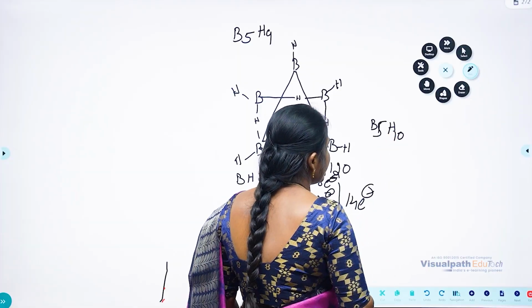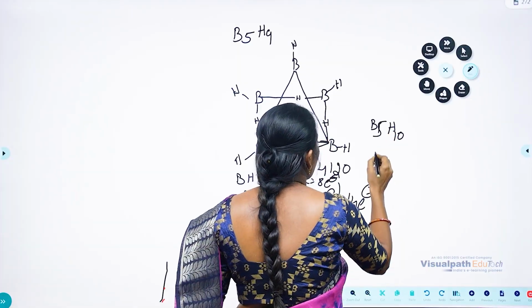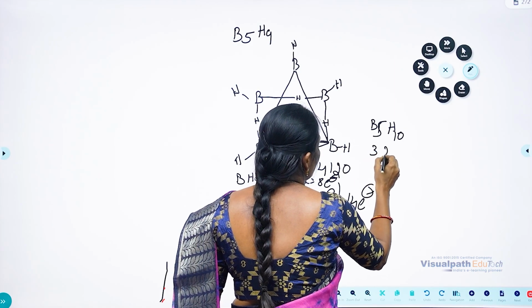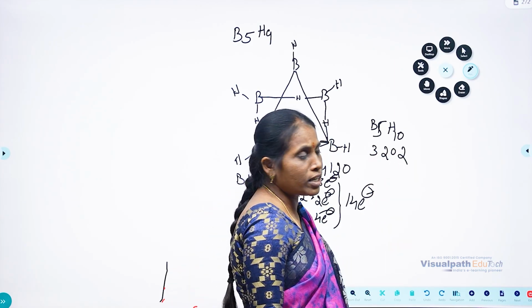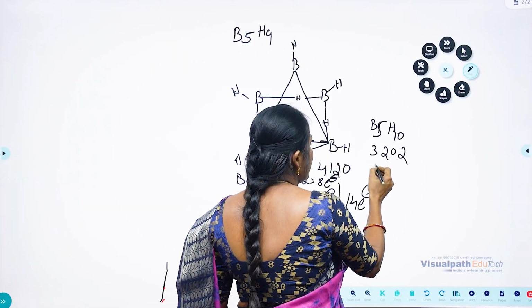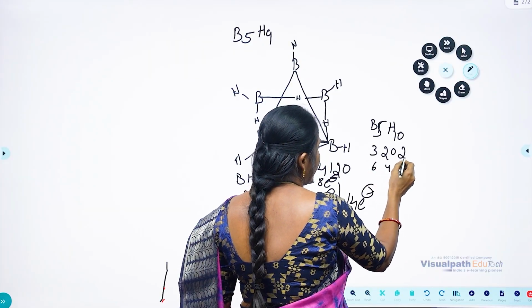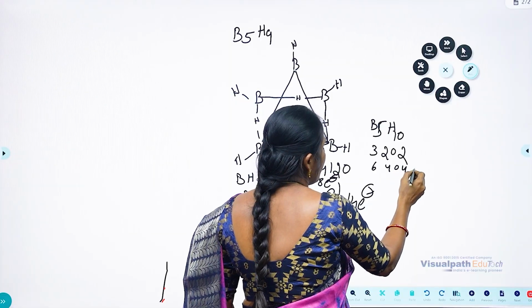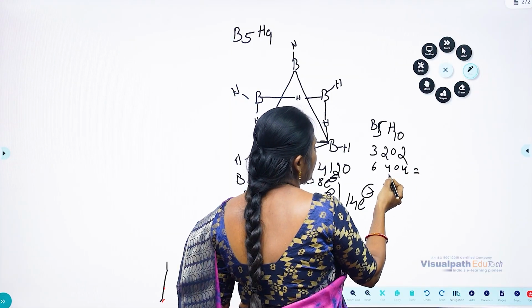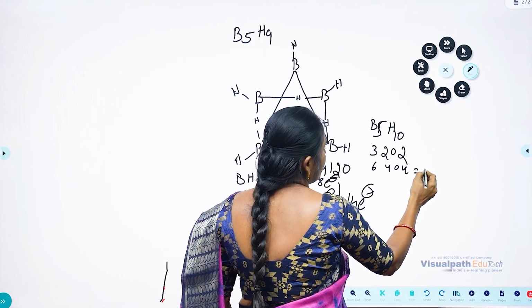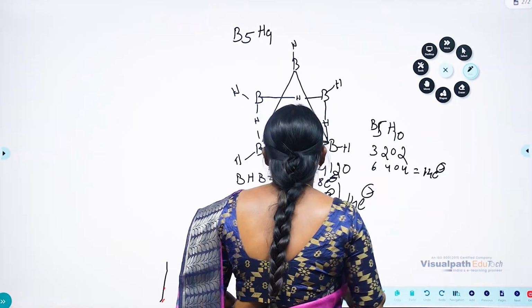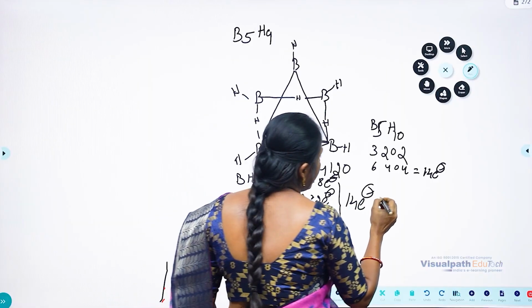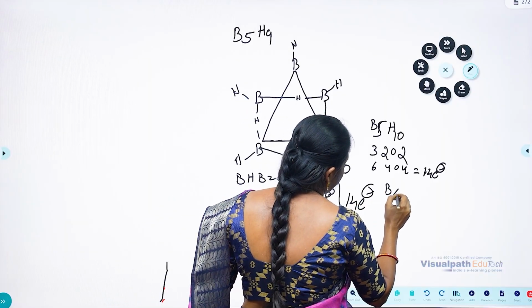In this B5H10, its syntax number is 3202. 3202 means how many electrons are possible here? Here it is 6, here it is 4, here it is 0 and here it is 4. Means total 14 electrons. And next we go to another, that is B6H10.